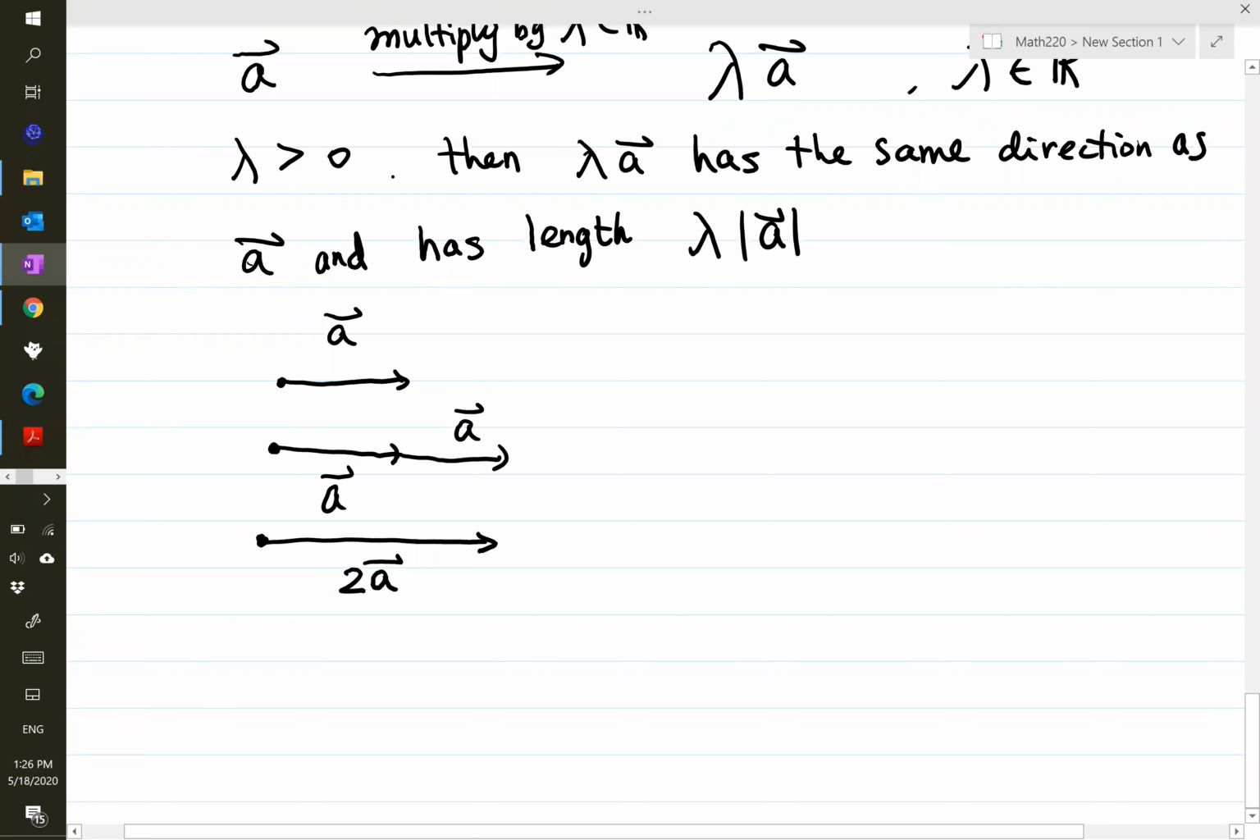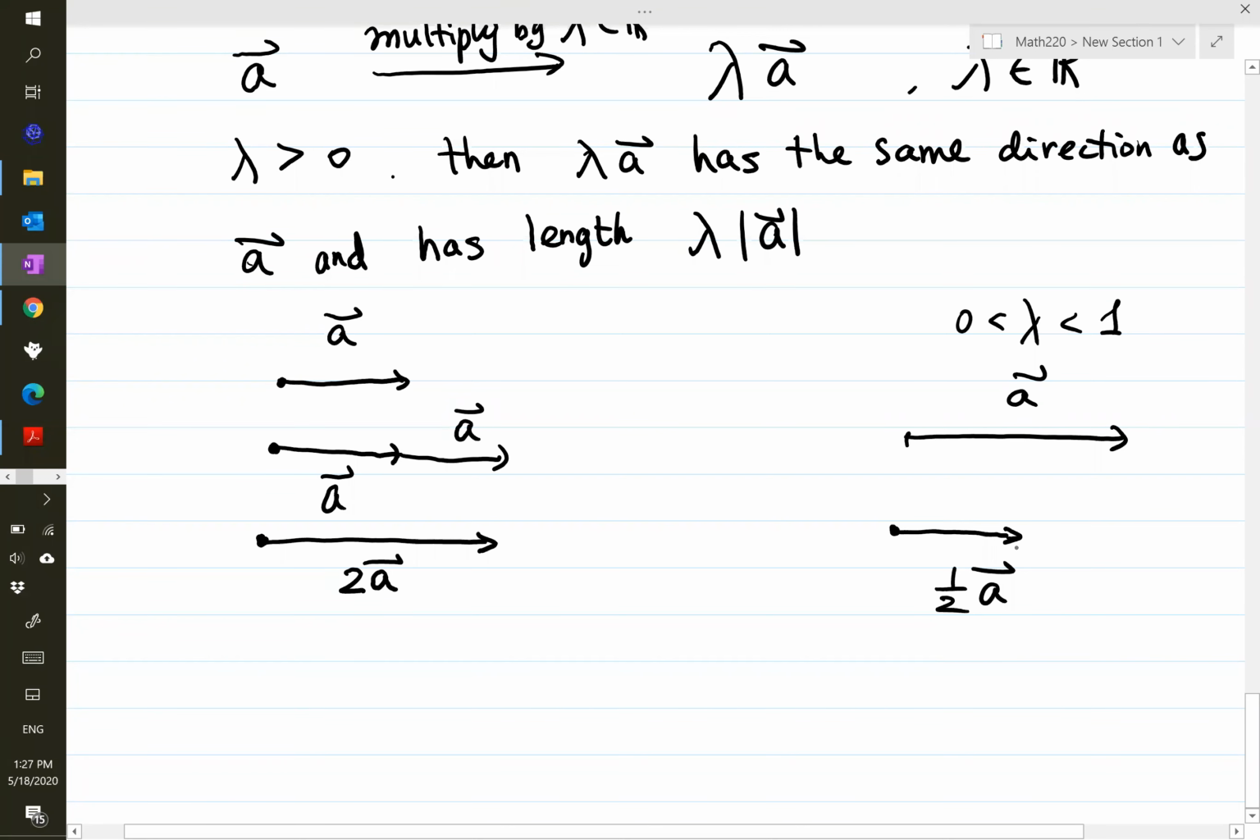If lambda is from 0 to 1, we just compress. So for instance, if this is vector A, how do we get half A? We just make the length to be 1/2. So this is 1/2 of A, same direction as A.